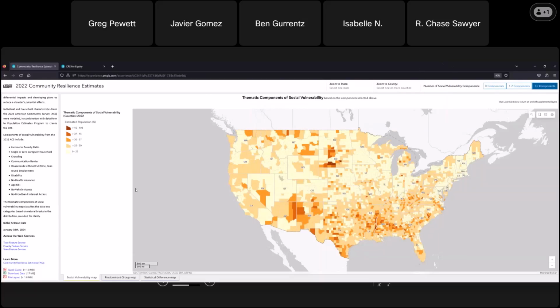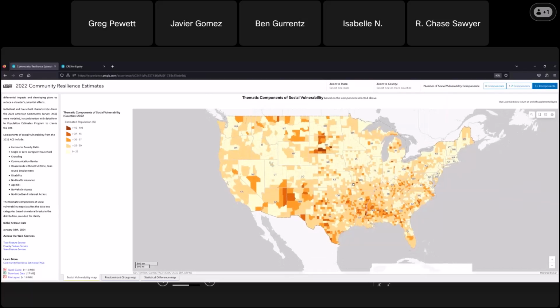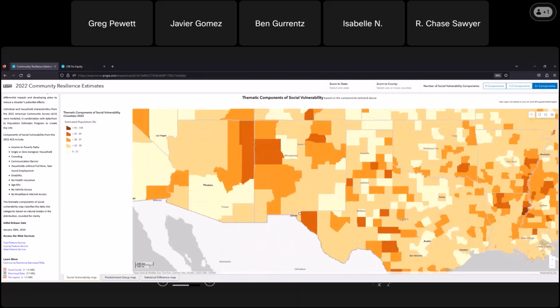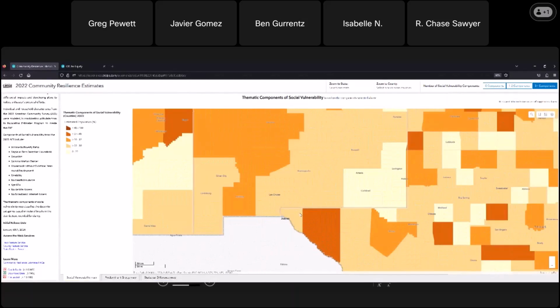And then, of course, at the main panel of the dashboard, we have the map. And then on the left, we have the legend for the map. So let's start going over a couple of examples and see what we find in this tool. I'm going to zoom in to El Paso County in Texas.